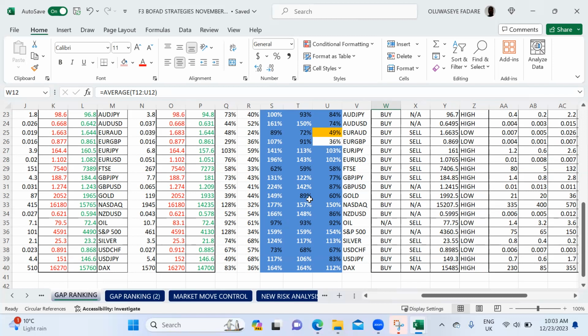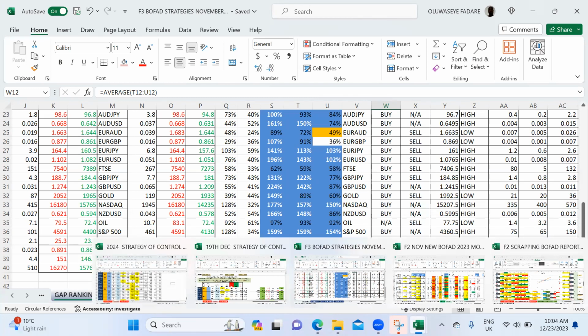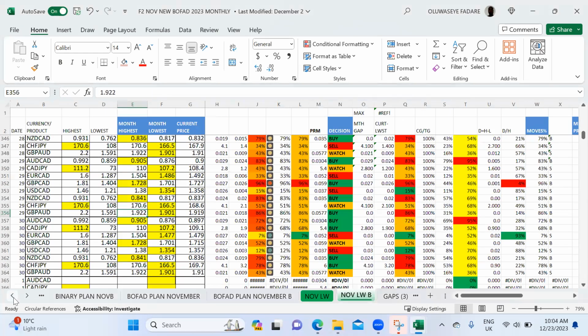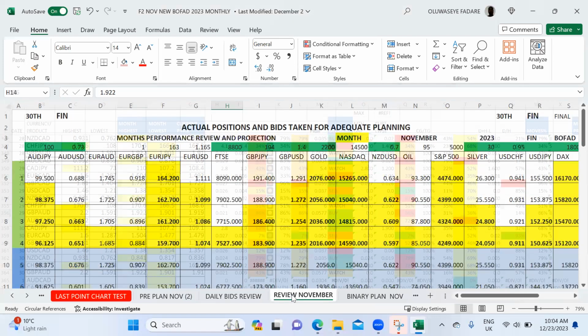So that is all that this Bofad strategy is able to help us to project. It gives us information that helps us to identify the direction of the market as quickly as possible, and then we are able to monitor the prices to watch out for, and then we take the actions as quickly from that as well. So next one is the Bofad monthly report. The Bofad monthly report. So that also we have our projections at the beginning of the month. So you can see the review of November.